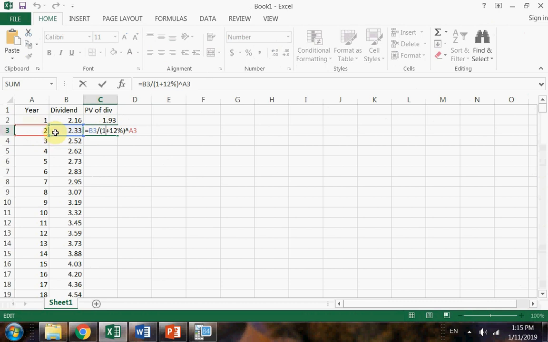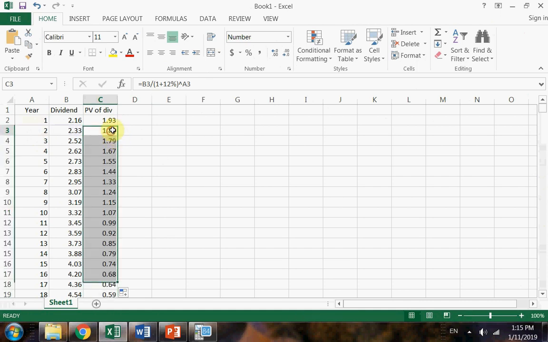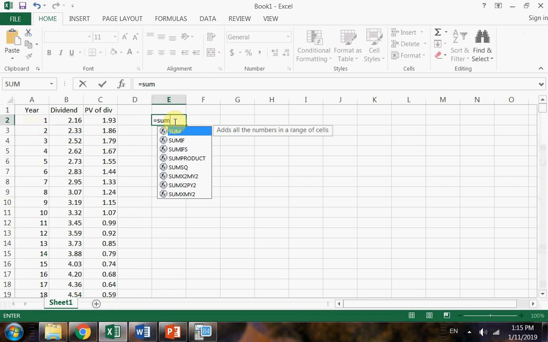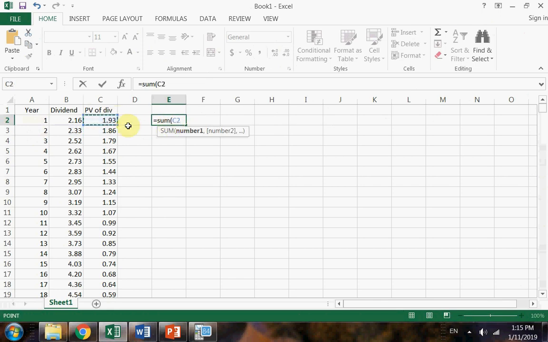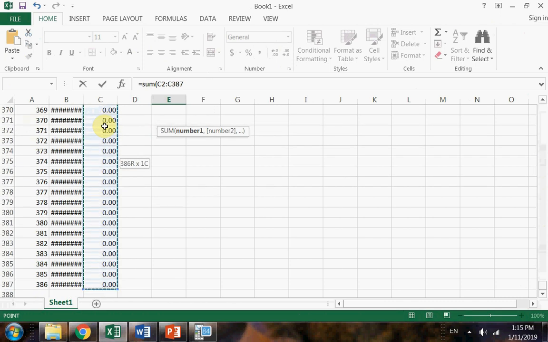You see the next year's dividend, when you apply the discount for 2 years, gives you 1.86. And then I just double click it. Before you double click, make sure you hit the right bottom corner, when the mouse changes from a white cross to the black cross. Okay, double click. Alright, and now you can feel safe to sum them up. Just select all of them. You can use Control Shift and then down arrow, to select all of them.